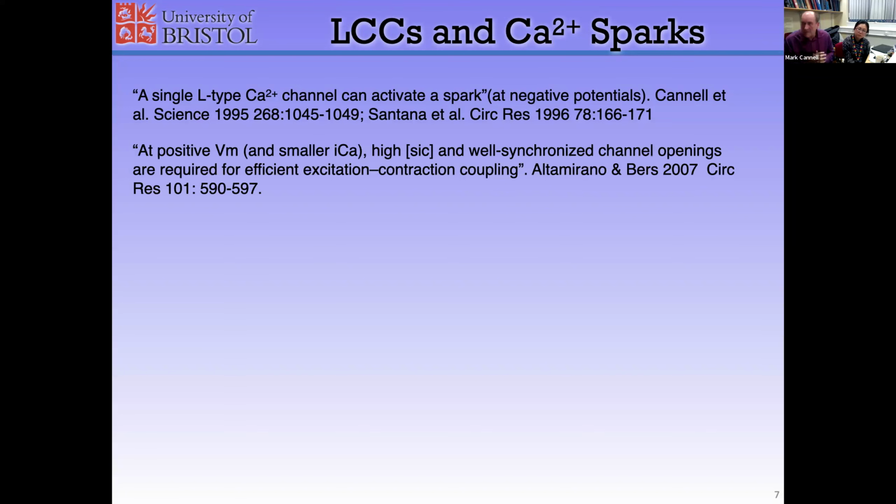However, at more positive membrane potentials, where the calcium current is smaller, it was suggested that you needed a large number of well-synchronized L-type calcium channel openings to get an efficient EC coupling process. That was suggested by Altamirano and Bers in 2007.